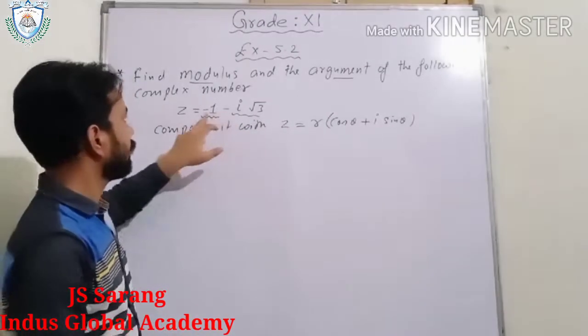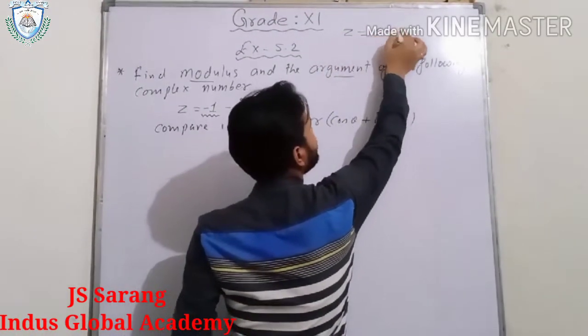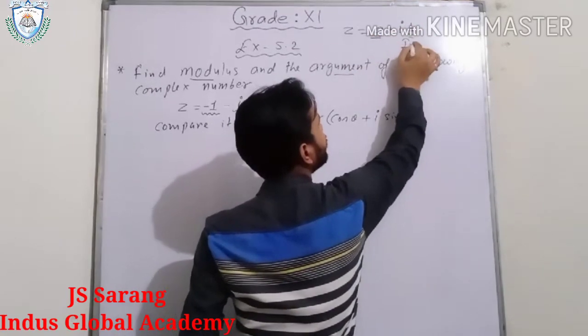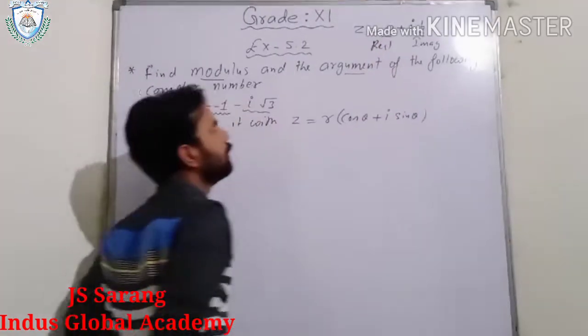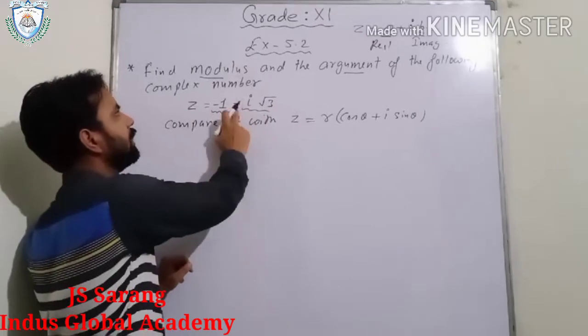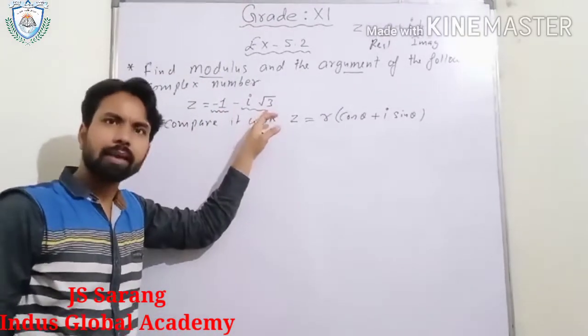So you know that z equals a plus ib. Here a is the real part and b is the imaginary part. If we compare this with a plus ib, a is -1 and b is minus root 3. So the real part is -1 and the imaginary part is minus root 3.